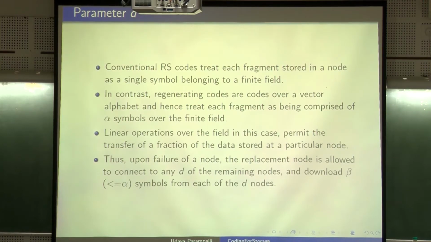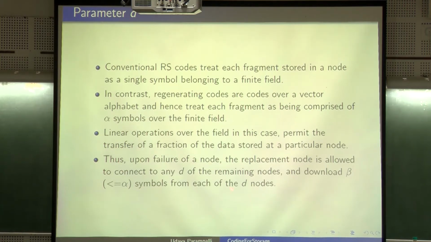So alpha tells you the alpha symbols per node. In contrast to RS code, alpha will be equal to one symbol per node. So linear operations over the field in this case permit the transfer of a fraction of data stored in a particular node. So you can make some linear operations and send it.